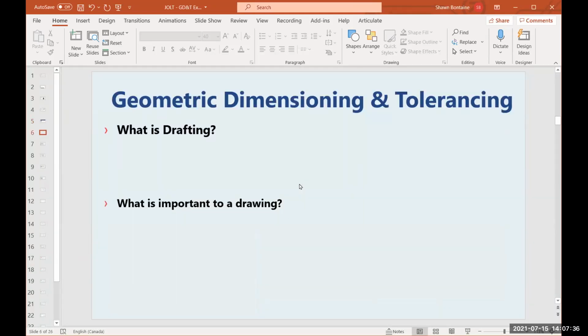So I want to start off by asking a couple of questions. I want to get you thinking about what is drafting. So maybe in the chat, if I turn my chat on, if somebody would like to go ahead and answer their thought on what is drafting, or unmute for a second and volunteer your thought of what is drafting.